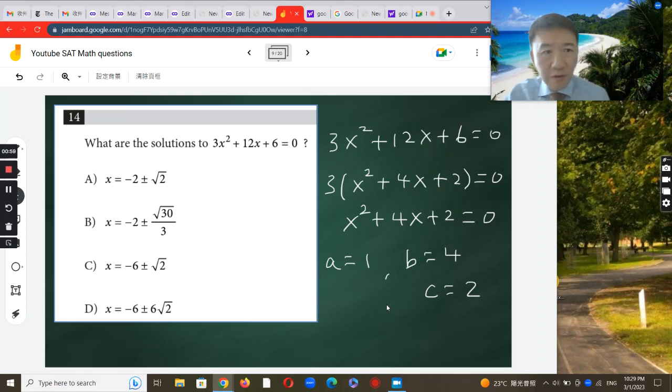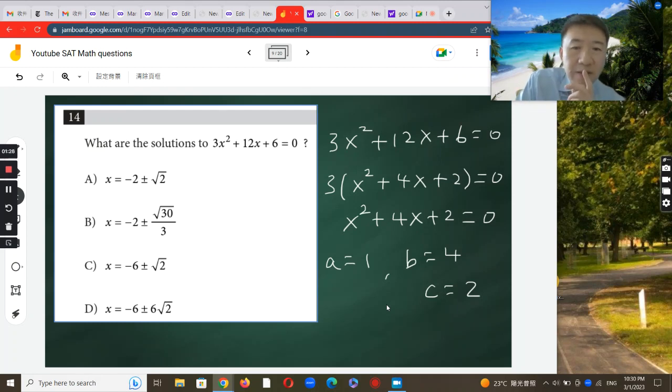Let's work on another SAT math question. So we are given a quadratic equation, 3x squared plus 12x plus 6 equals 0, right? And so what are the roots of this equation?